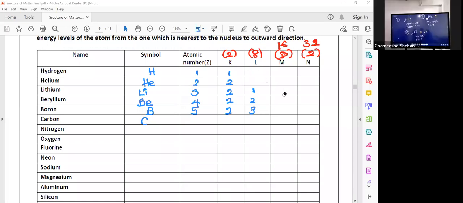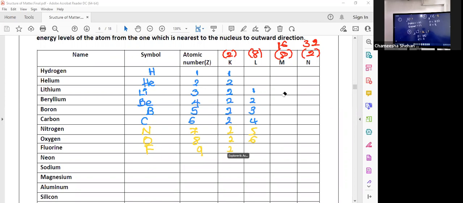Right. Carbon atomic number is 6, number of protons will be 6, that means number of electrons also 6. So 2 4. Okay. The next, nitrogen, symbol N, atomic number 7, again number of electrons also 7. So 2 5. Oxygen, capital O, atomic number 8, that means number of protons and number of electrons are 8. 2 6. Fluorine, F, atomic number 9, number of protons are 9, number of electrons also has to be 9.